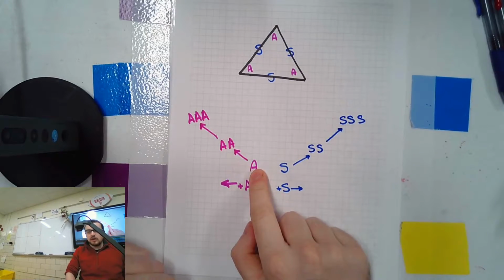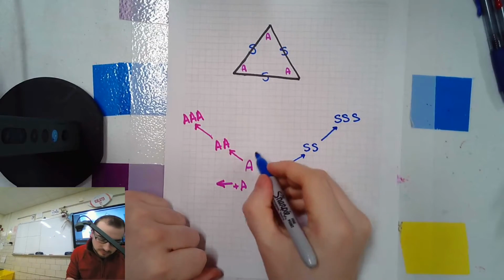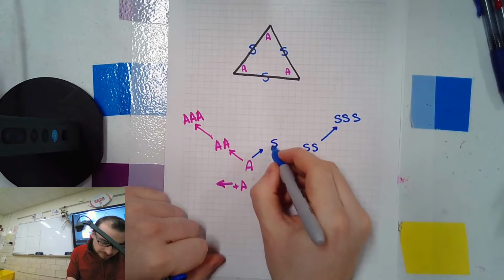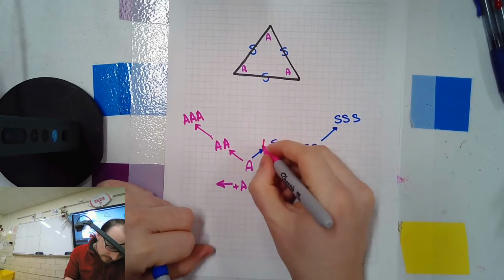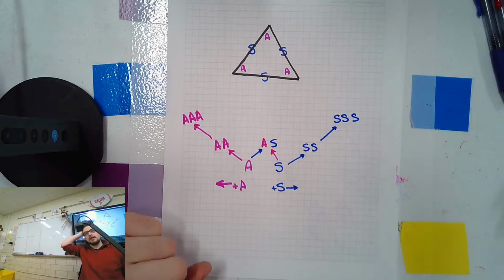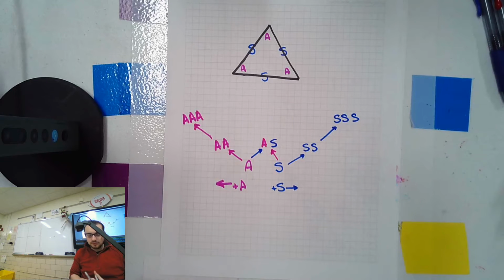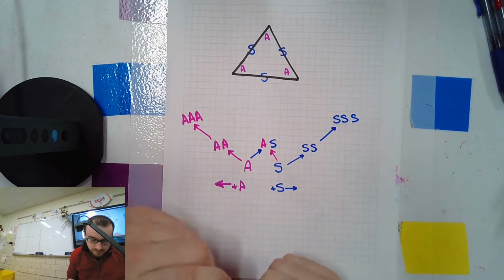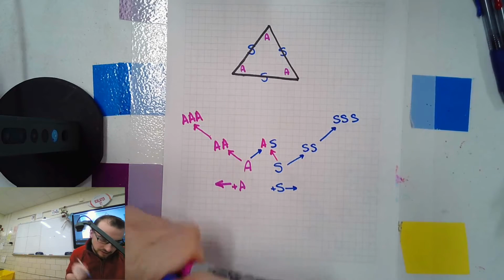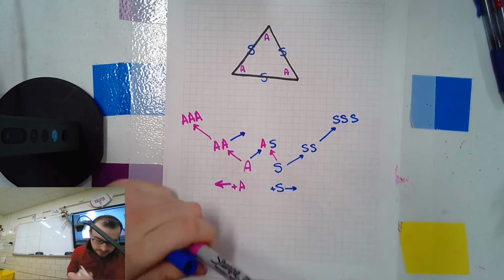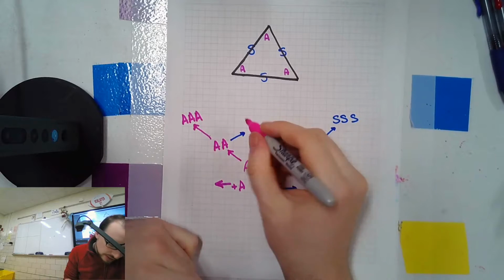What happens if I move to the right? Adding an S. And if I move to the left here, it gets me in the same spot, right? Cool. What about moving to the right here? What do I get? 2 A's and 1 S. 2 A's and 1 S.